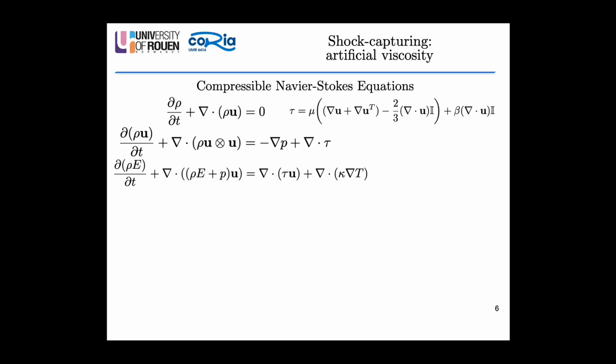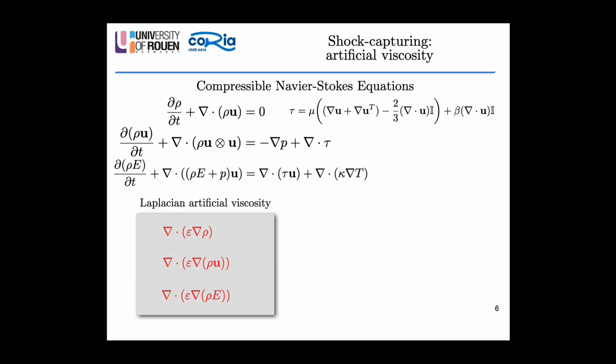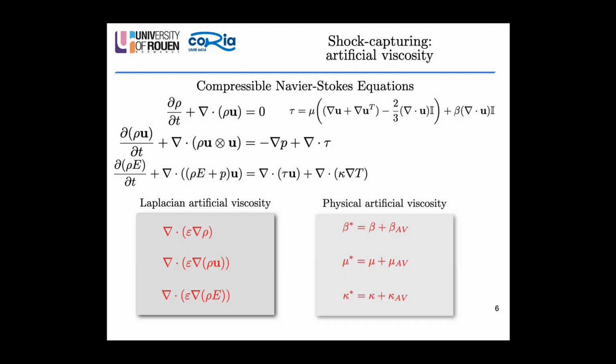We are considering additional terms in the compressible Navier-Stokes equations. For the Laplacian artificial viscosity, these are just Laplacian-like terms in the conservative variables, whereas physical artificial viscosity is based on an augmentation of the physical viscosities and diffusivities of the fluid, namely shear viscosity, bulk viscosity, and thermal diffusivity. For this specific model, the artificial shear viscosity is dropped, and the thermal diffusivity is linked with the bulk viscosity using a bulk-based Prandtl number. So the main ingredient of the shock capturing technique is the bulk viscosity, which is a reasonable choice since bulk viscosity is associated with the dissipative mechanism due to expansions or compressions of the fluid.